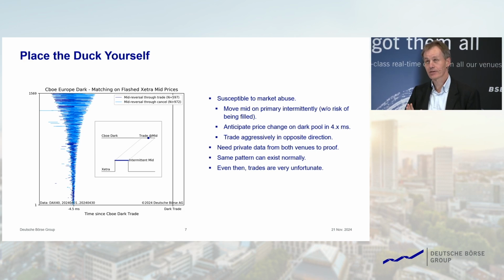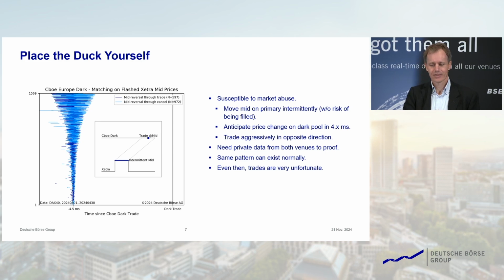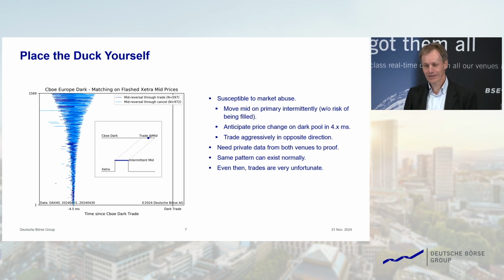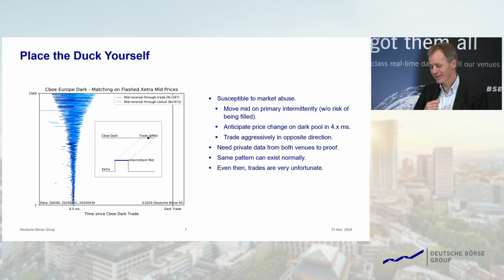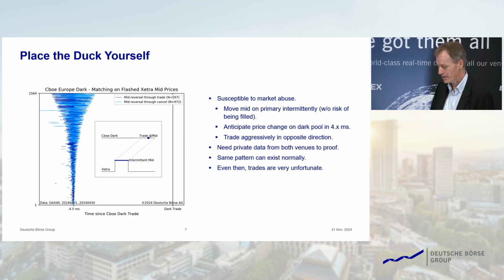So you see, say, the mid on Xetra goes up, and then a few microseconds later it goes down again. So now, in 4.3 milliseconds, there will be a brief blip in the price on the dark pool. And it can trade in the opposite direction, and will be at a better price than what I could get anywhere else. And this isolates a few of these cases.